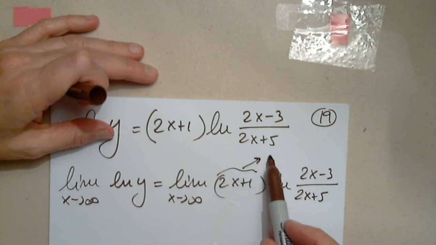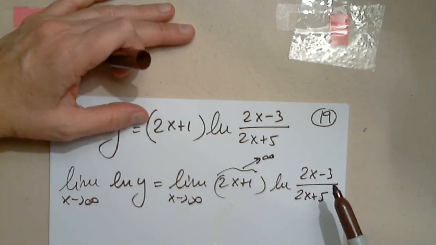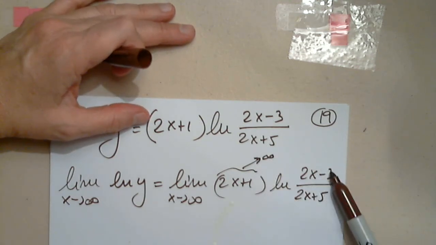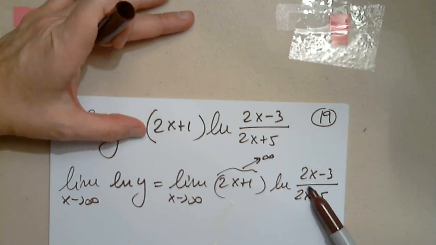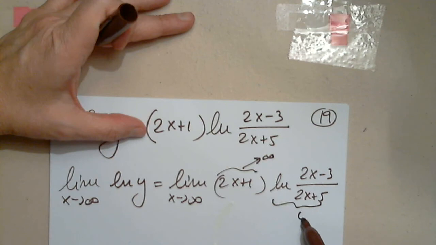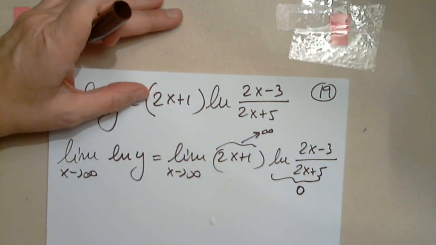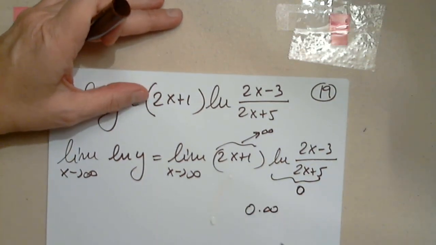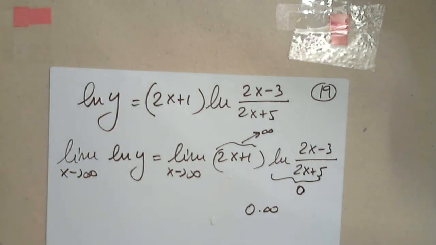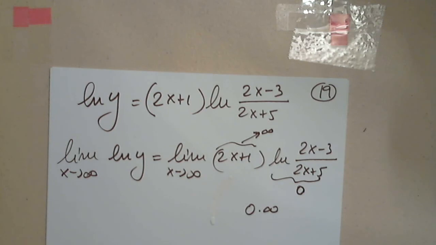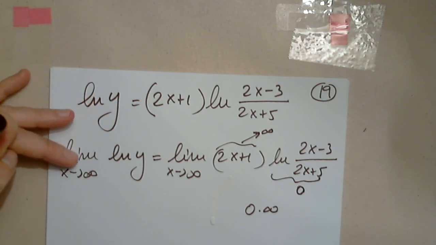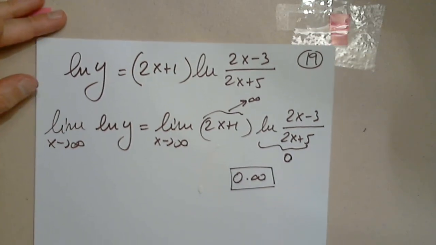So this approaches infinity, and what happens here? This approaches 1, as we just did, and natural log 1 is 0. So this is a more human situation. It's 0 times infinity. So from the power 1 to infinity, applying natural log, we reduced it to the product.